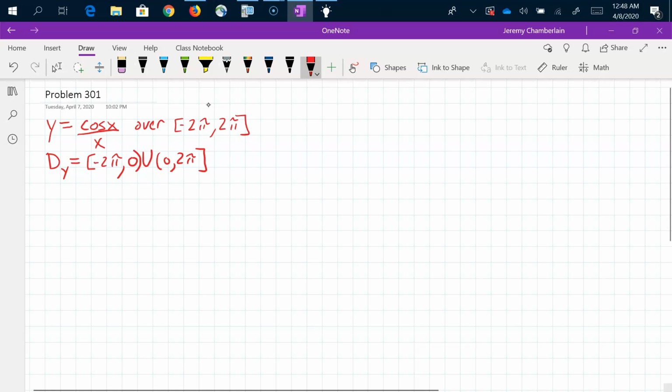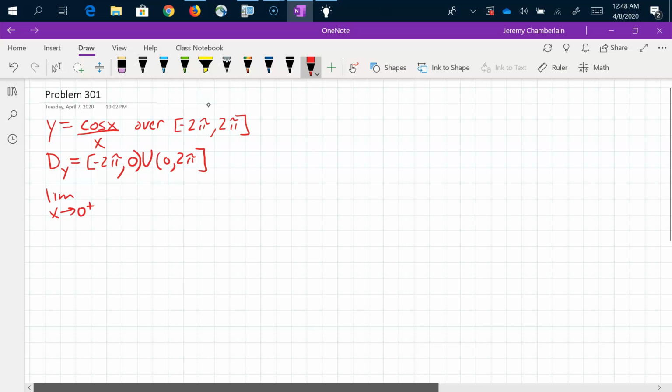But let's take a look at the limit as x approaches 0 from the right-hand side of cosine x over x. Now, at 0, cosine of 0 is just 1, so this is really the limit as x approaches 0 from the right of 1 over x. And of course, as x gets smaller and smaller, still positive, this is just going to blow up toward infinity.